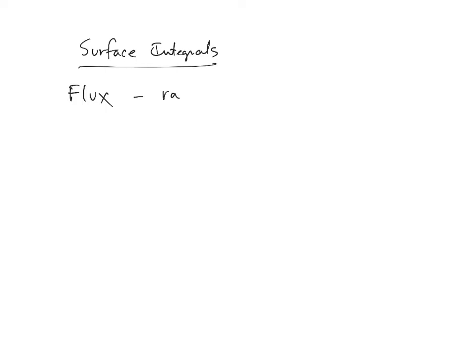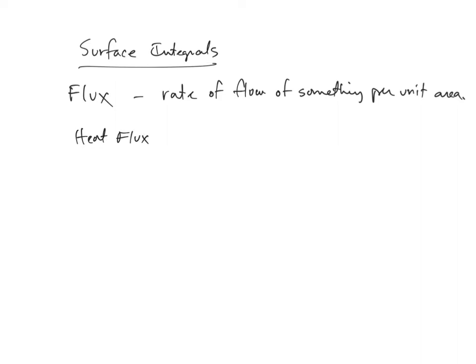Flux is just the rate of flow of something per unit area. So if we're talking about heat flux, for instance, what would be the units? Well, we use joules for heat, so it would be joules per second. That's the rate of flow of joules. Joules per second per meter squared. It's a rate per unit area, the rate of flow of something. So for heat flux, it would be that. For a mass flux, if you've got mass moving, it would be kilograms per second meter squared.